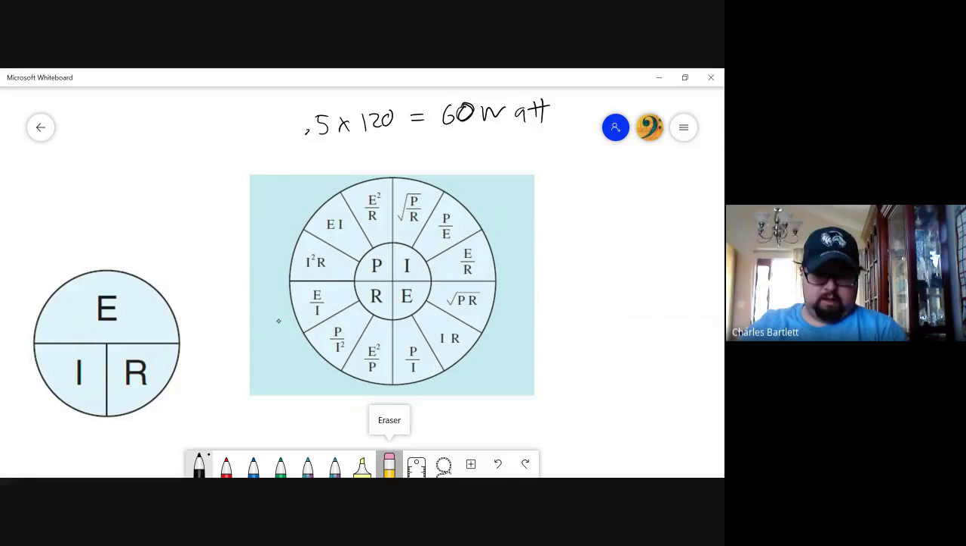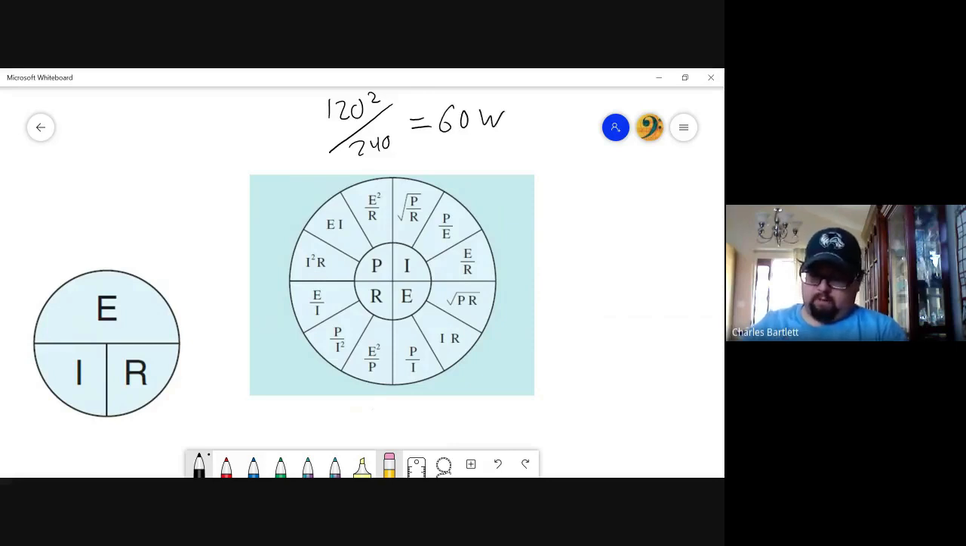So if we picked a different formula, like let's do this complicated one right here. 120 squared divided by resistance will give us our watts. So what's our resistance? Let me erase that. Resistance is 240. And you already know what the watts is, right? It's 60 watts because I just did it.